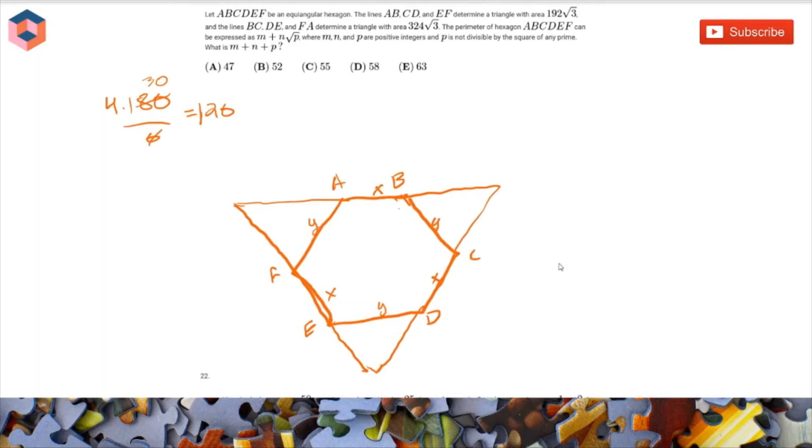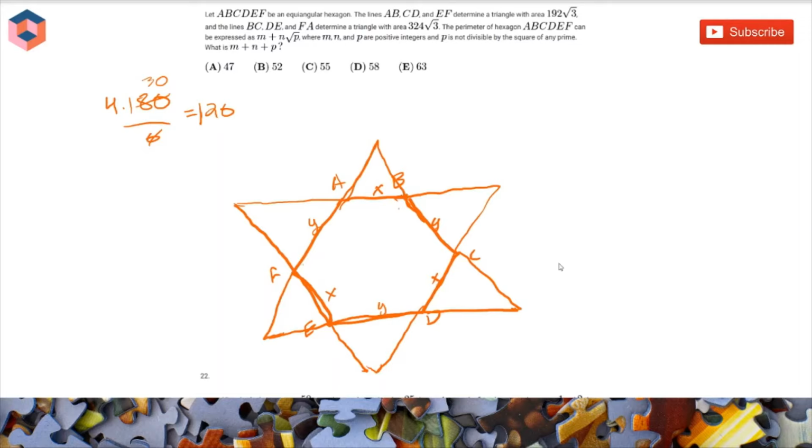It also tells us that BC, DE, and FA also determine a triangle. So drawing this, we get this triangle. And the perimeter of hexagon ABCDEF can be expressed as m plus n times the square root of p.